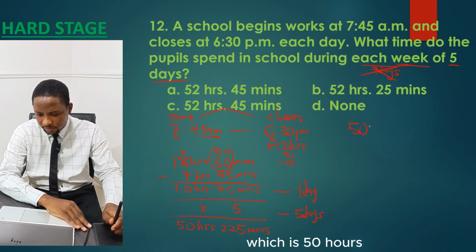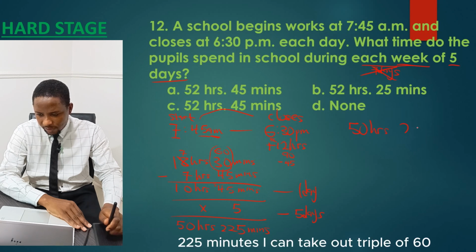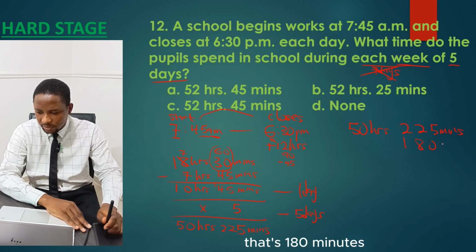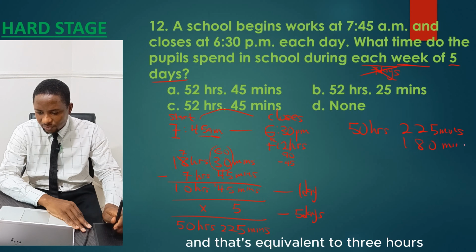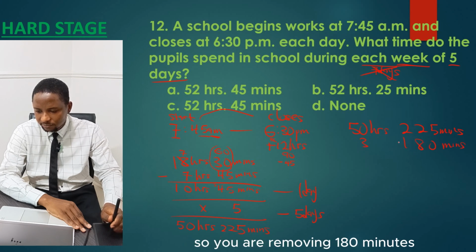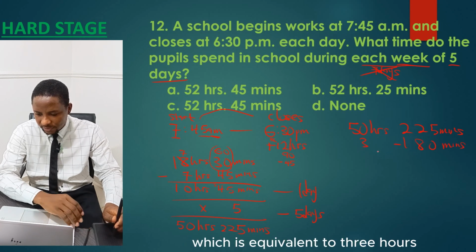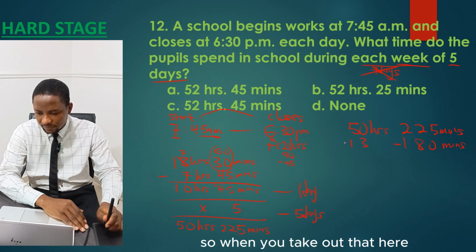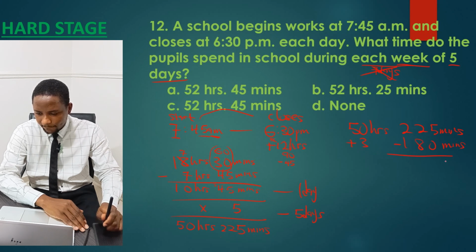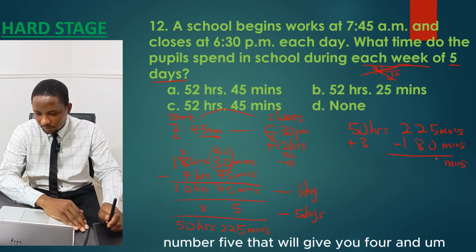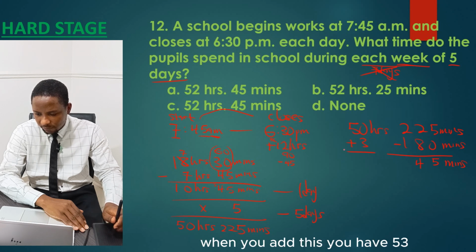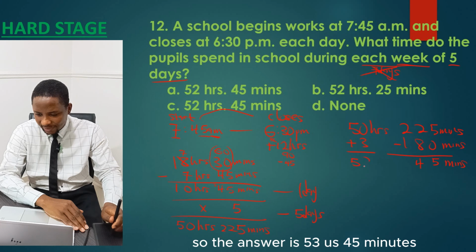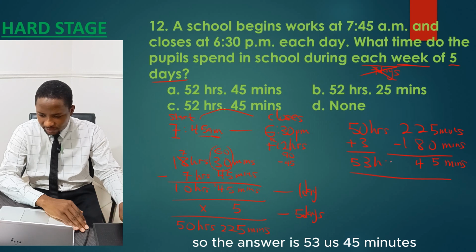50 hours 225 minutes. I can take out triple of 60, that's 180 minutes, and that's equivalent to 3 hours. So you are removing 180 minutes, which is equivalent to 3 hours. So when you take out that here, you have 5, that will give you 4, and when you add this, you have 53. So the answer is 53 hours 45 minutes.